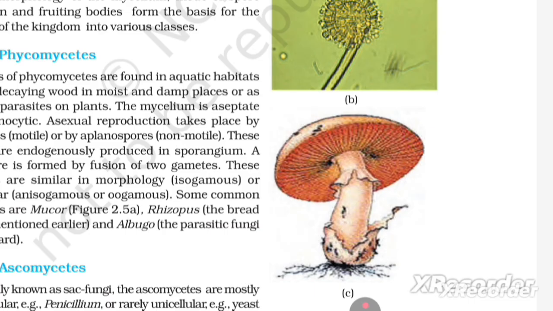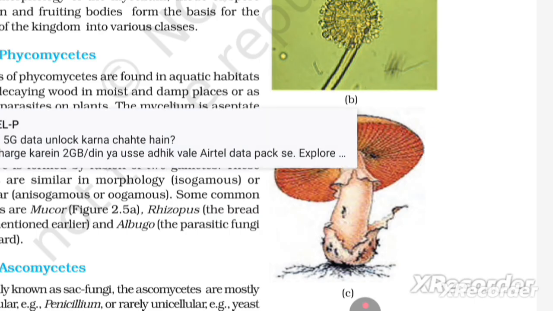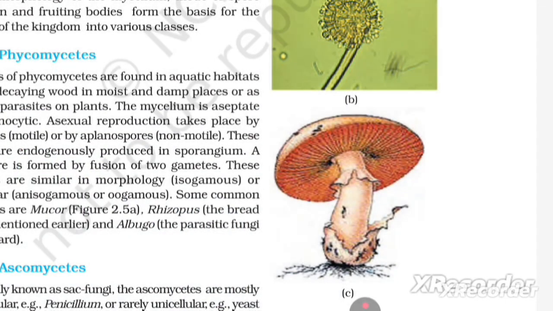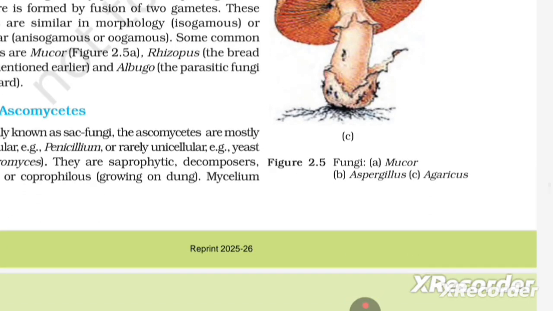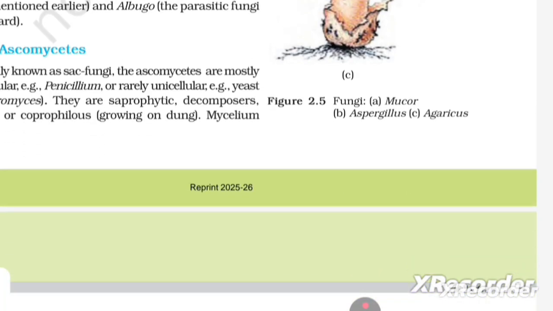A zygospore is formed by fusion of two gametes. These gametes are similar in morphology, isogamous, or dissimilar, anisogamous or oogamous. Some common examples are Mucor, figure 2.5a, Rhizopus, the bread mold mentioned earlier, and Albugo, the parasitic fungi on the mustard.